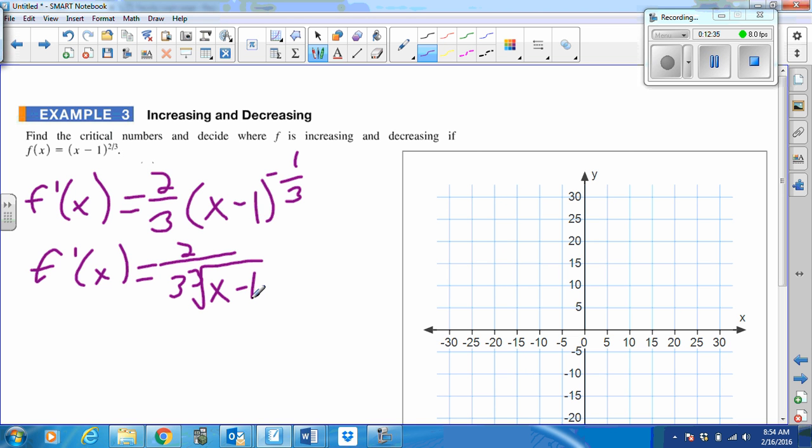So for our derivative, we have a denominator now, and now we look at, is there any way to make the derivative equal to 0? Well, no, there's not. But is there any place where the derivative is undefined? And there is. So the derivative is undefined where x is 1. And so because 1 is in the domain of the original function, but it's an undefined point of the derivative, 1 is our only critical point.